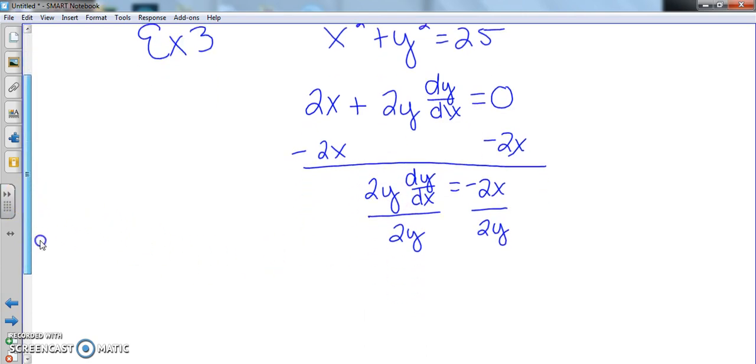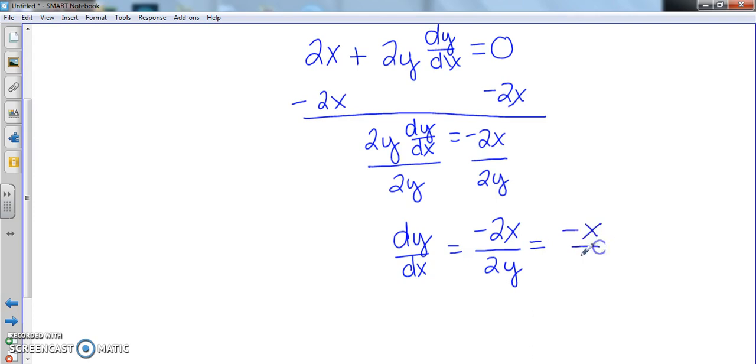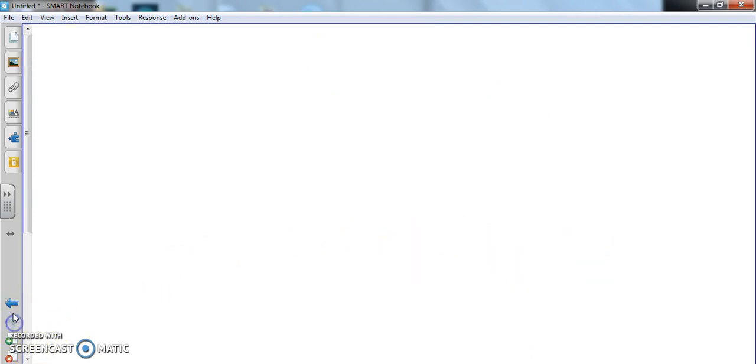Again, we have to solve for dy/dx, so what we're going to do is divide by 2y. Let me give us some more room. Now, the 2y's cancel out, and we're left with dy/dx is equal to negative 2x over 2y. We can clean this up if we need to. We have a 2 on both the top and bottom, so that can reduce to negative x over y. Not bad, right? So let's do another problem. I think we're on example 4.